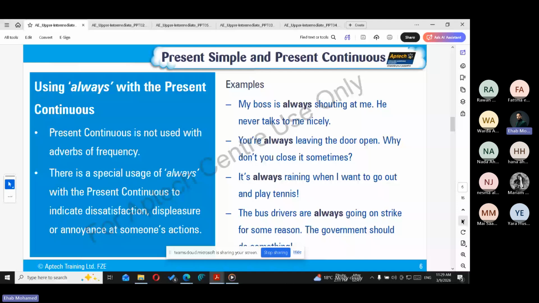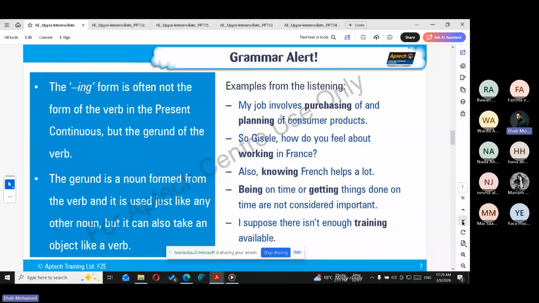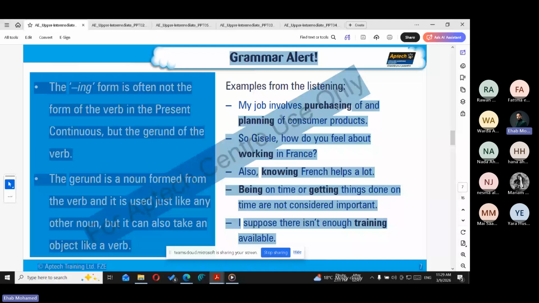You are always busy. Notice here, with adverbs of frequency like always, sometimes, never, we use the adverb after the verb to be and before the main verb. After verb to be. Okay. What else? Not every word ending in ing is a verb. Okay, it can be a gerund.